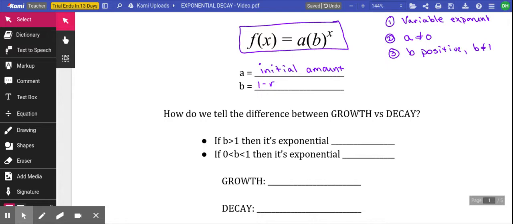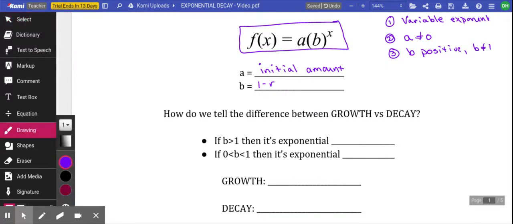So how do we tell the difference between growth and decay? Well, if that base value is greater than 1, it's going to be exponential growth. So that's everything we saw in yesterday's video. And today, that b value is going to fall somewhere between 0 and 1. So it's still going to be positive, but it's going to be less than 1. And now we have exponential decay. And a lot of these are really straightforward, and then we'll show you a couple of bear traps.